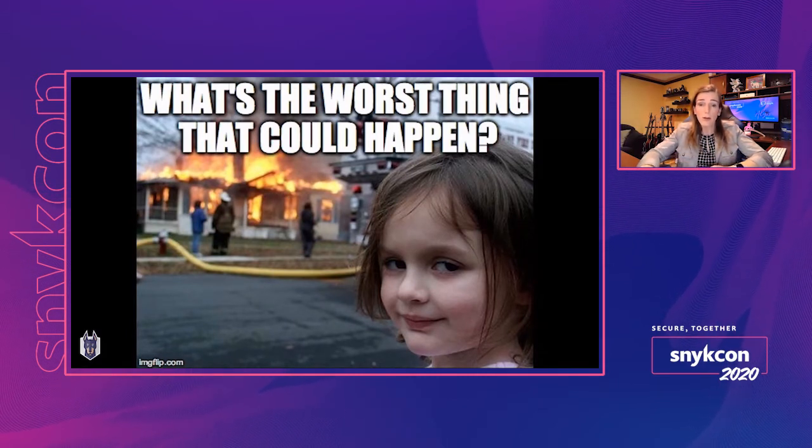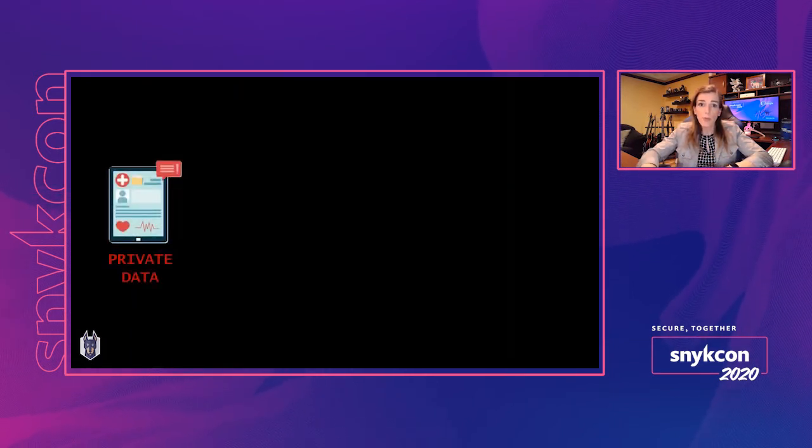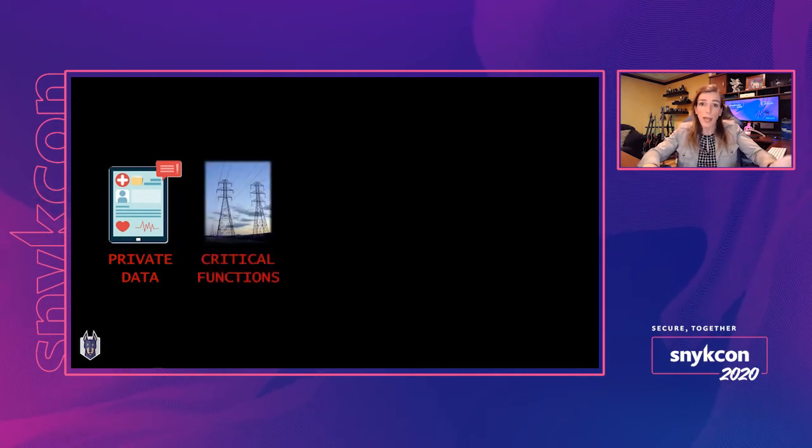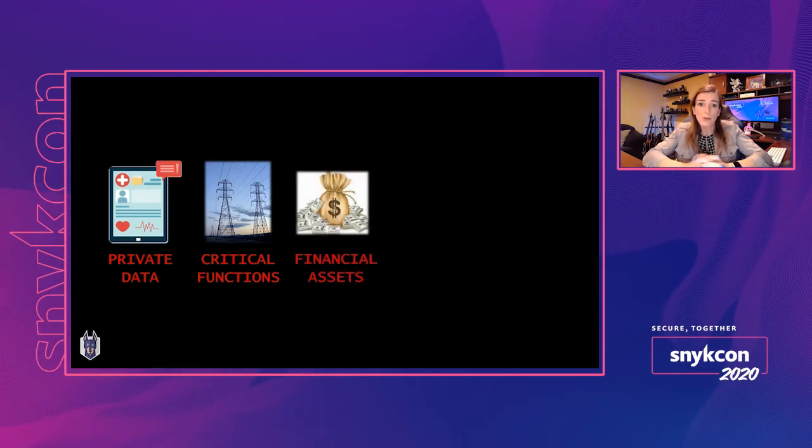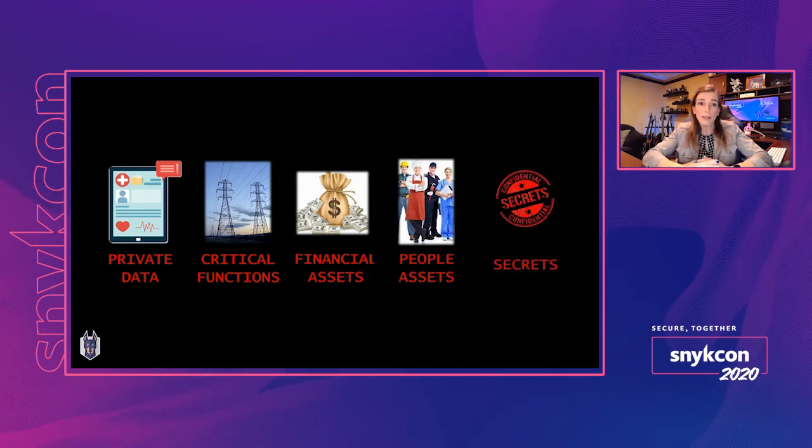Now, how do they get there? Well, they got to start by identifying for me what my critical assets are. They might be private data. They might be the ability just to deliver a critical function, just the ability to actually use whatever that functionality is. They might be financial assets, people assets, or even secrets. If I think about private data in terms of our user story, this mapping software, well, a person's location data would be private data. Even if everything else about it's anonymized, the fact that somebody might be able to compromise that data could be a significant issue.